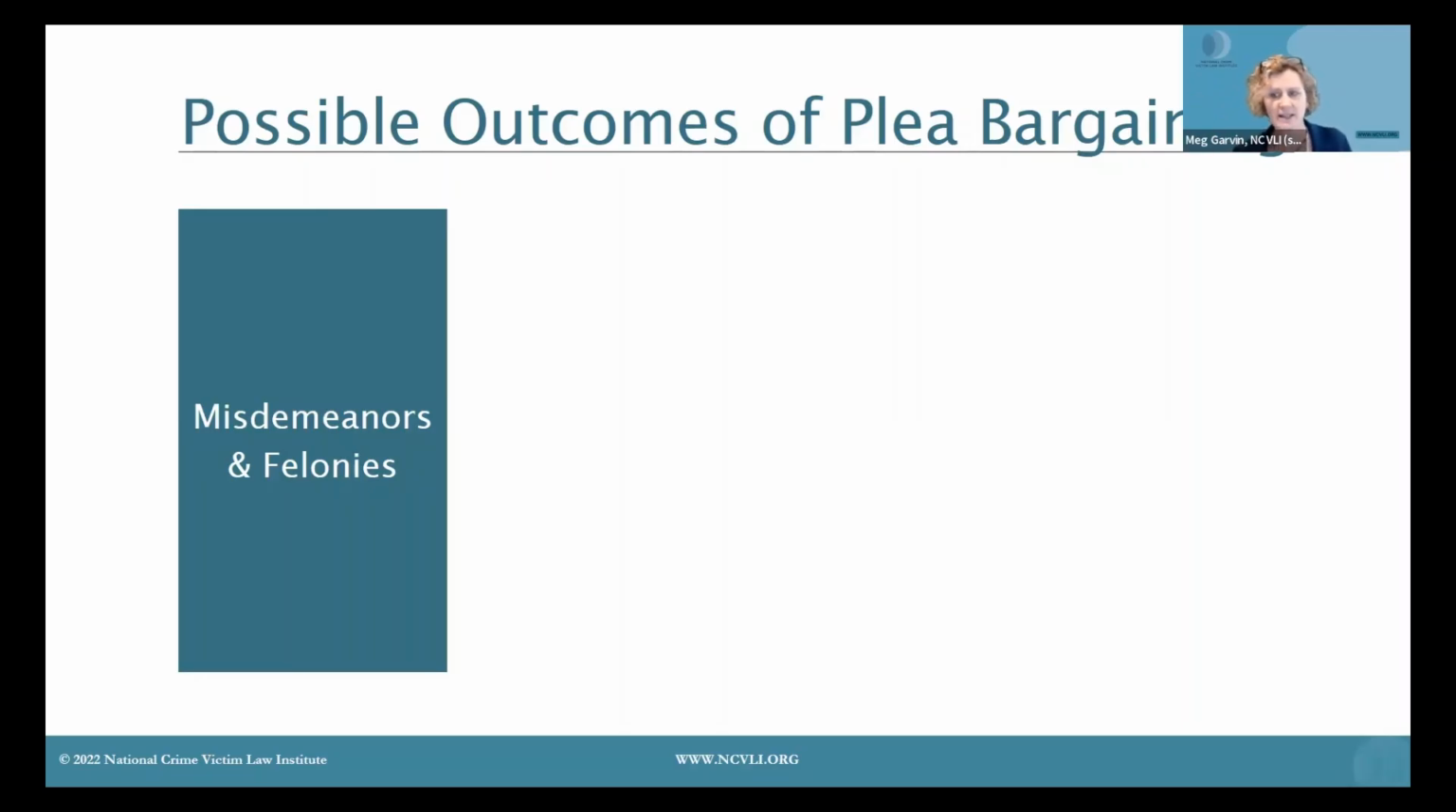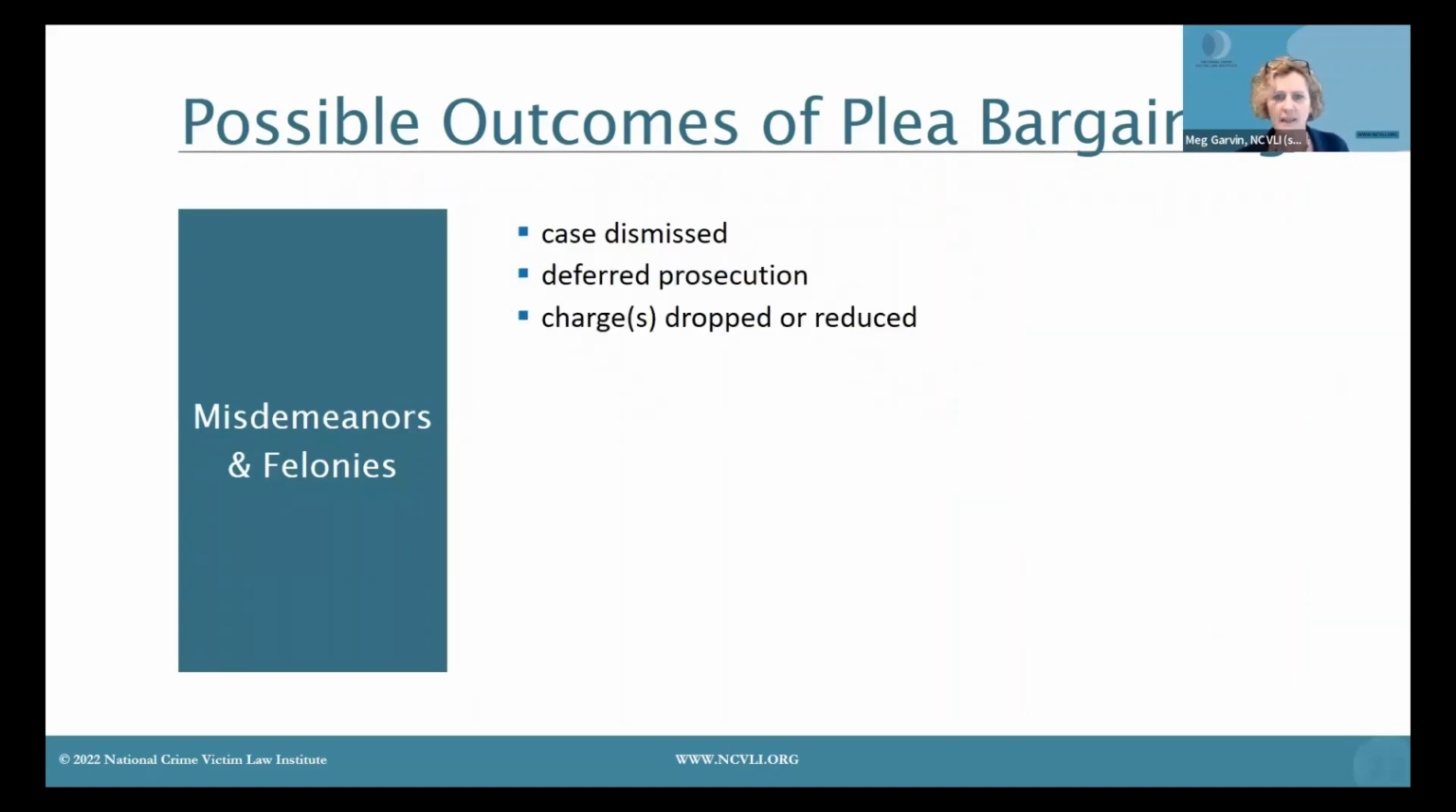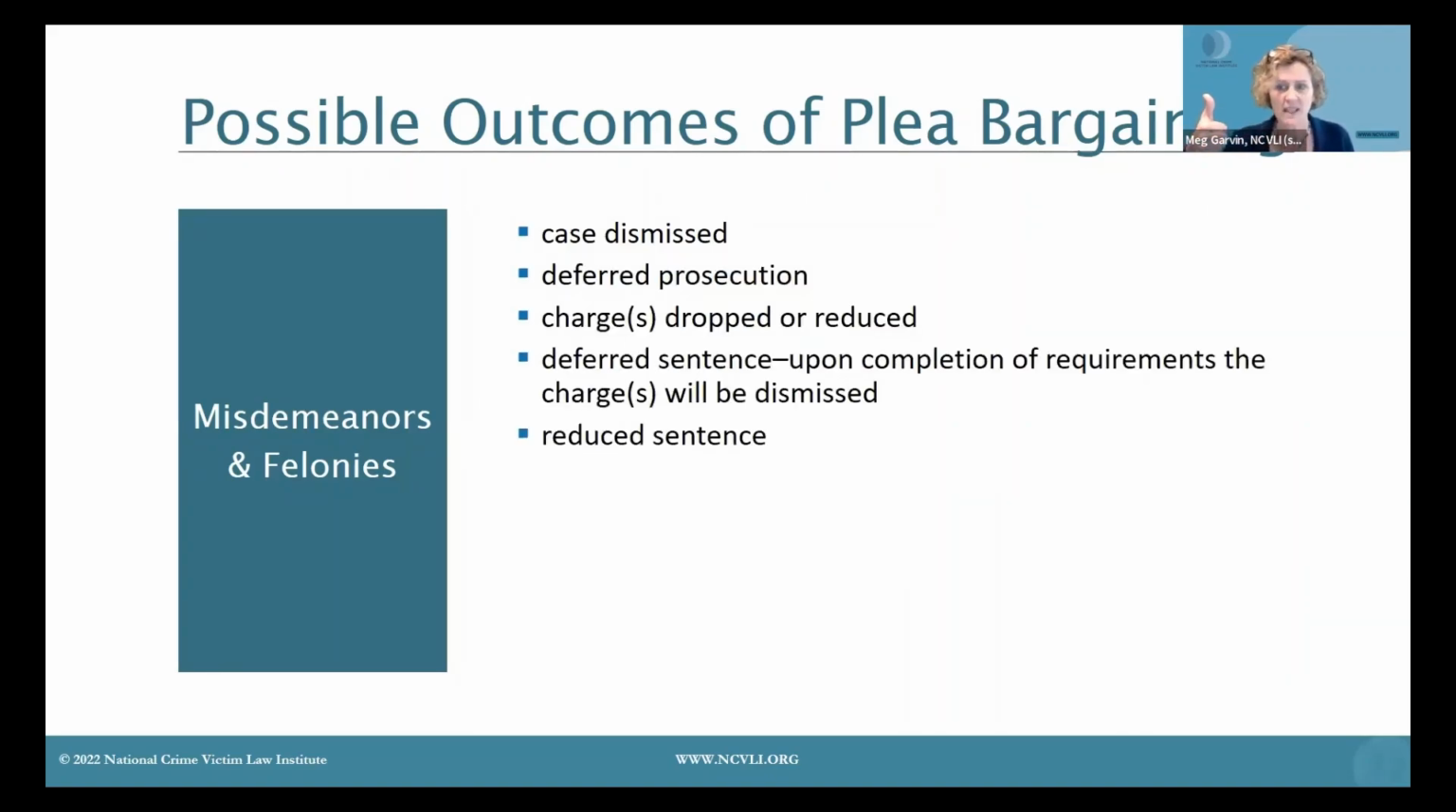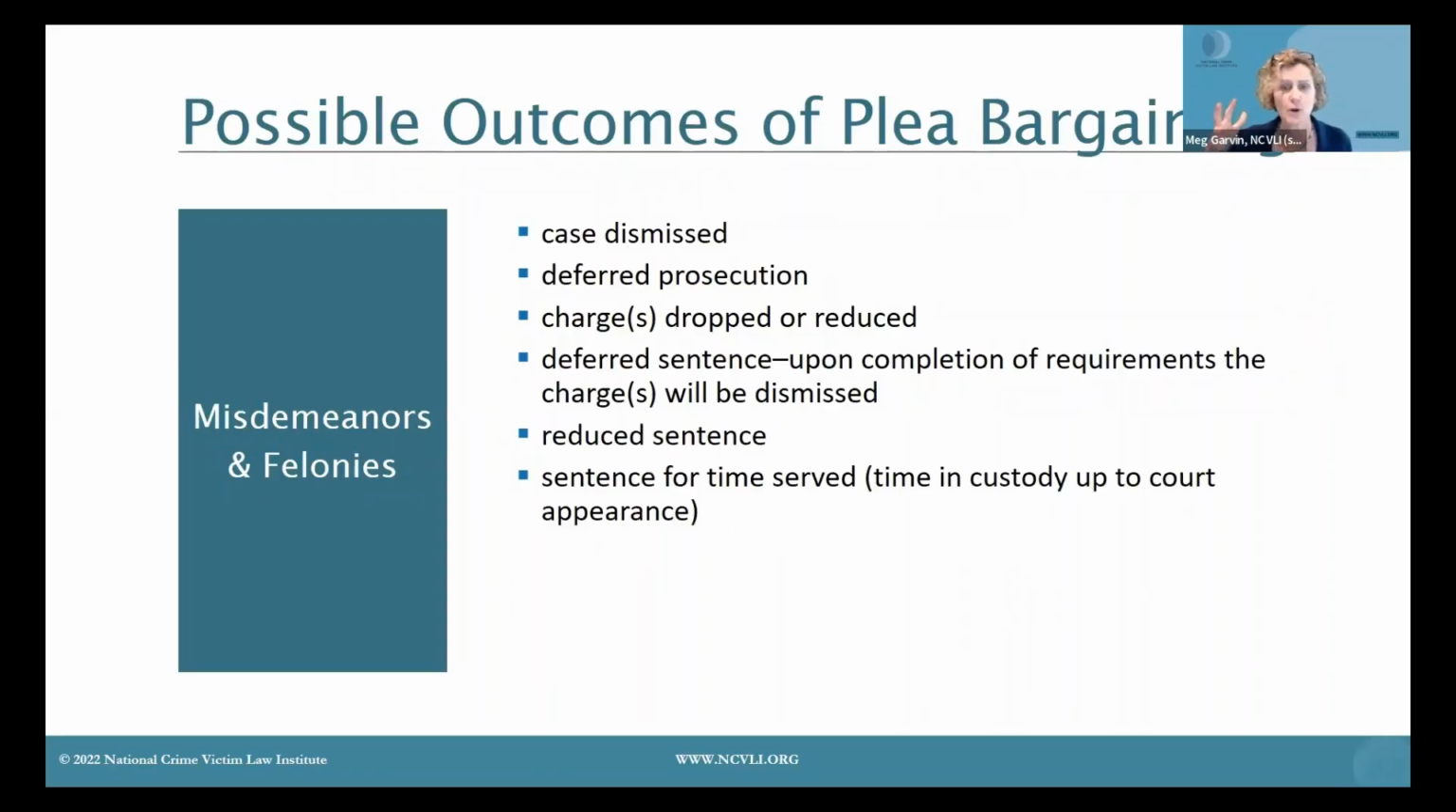Here are some things that we've identified that can be outcomes of the plea, right? Case could be dismissed altogether. It could result in a deferred prosecution, right? Which is essentially, oh, hold on, victim, let's see how the accused does, which might be what the victim wants, but it might not be. Charges could be dropped or reduced, deferred sentences, which means basically, right, the defendant gets a chance again and maybe no sentence gets imposed. That could be exactly what the victim wants or not at all, right? Reduced sentence, sentence for time served, probation, then all of the ones that you identified.